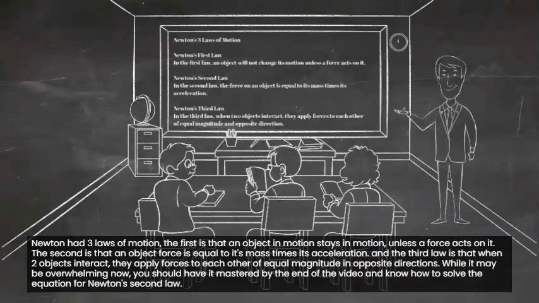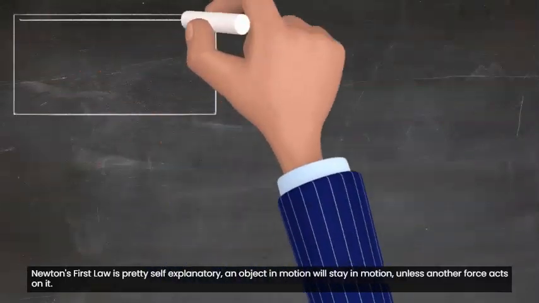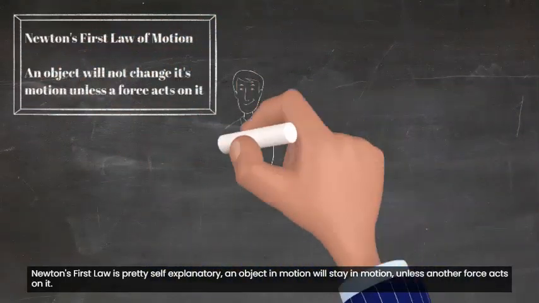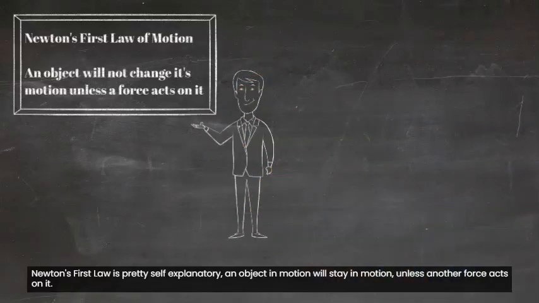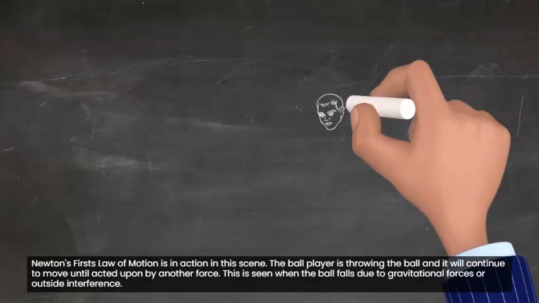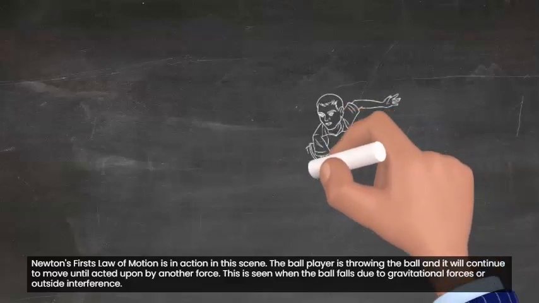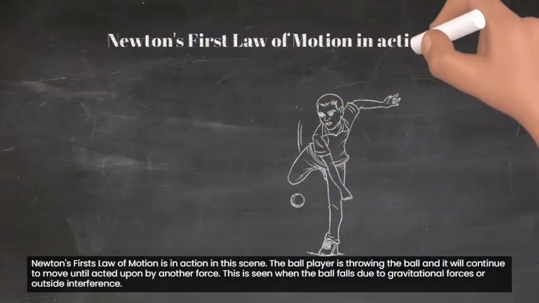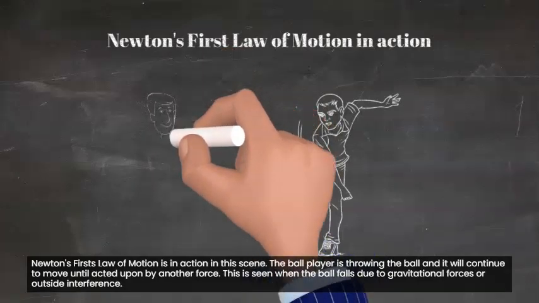Newton's first law is pretty self-explanatory. An object in motion will stay in motion unless another force acts on it. Newton's first law of motion is in action in this scene. The ball player is throwing the ball, and it will continue to move until acted upon by another force. This is seen when the ball falls due to the gravitational forces or outside interference.